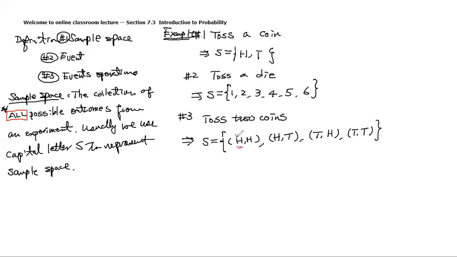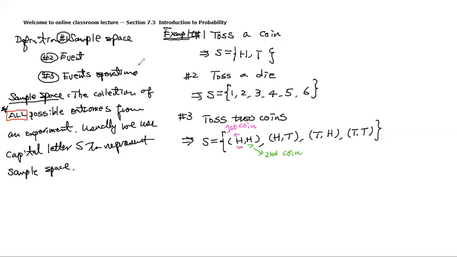The first index is the first coin, and the second index is the second coin. That's why in total I have 4 elements, and each element is a pair, the first and the second coin.